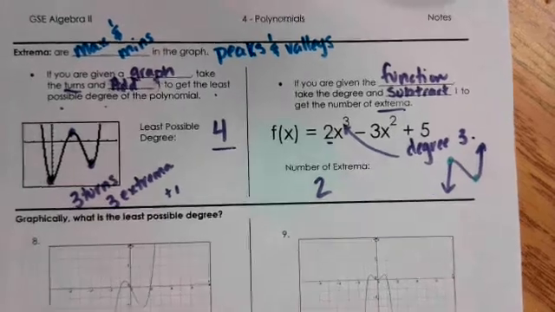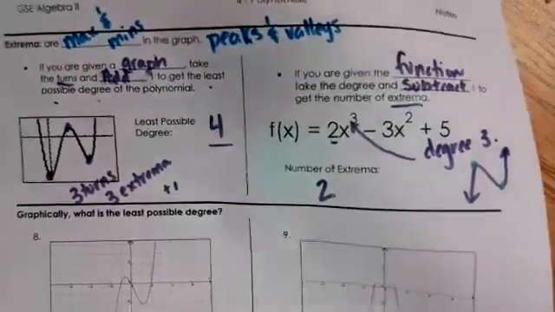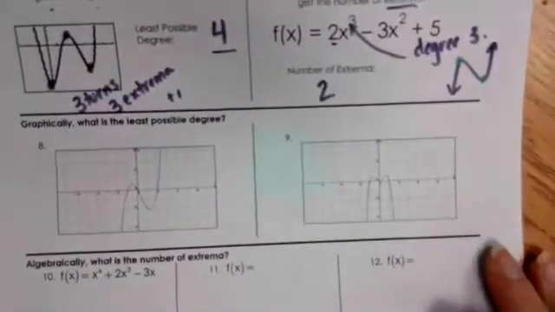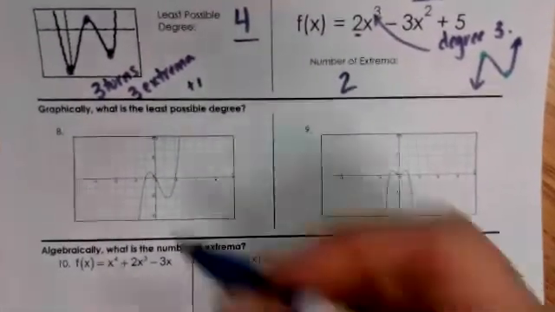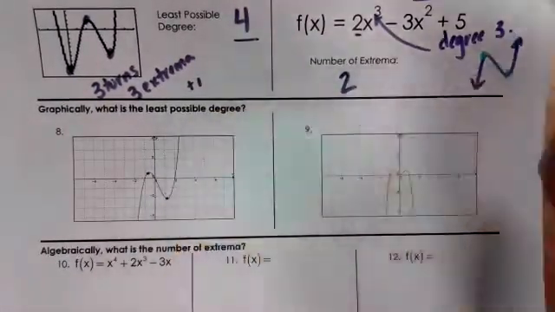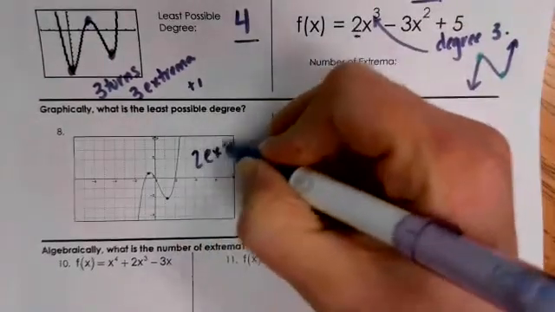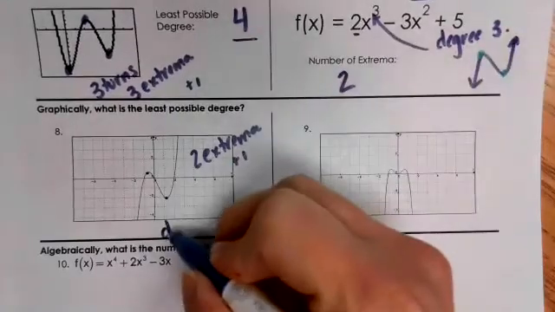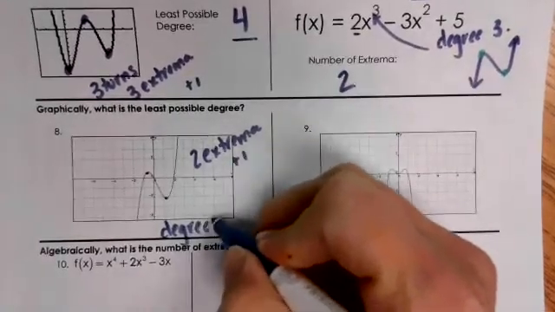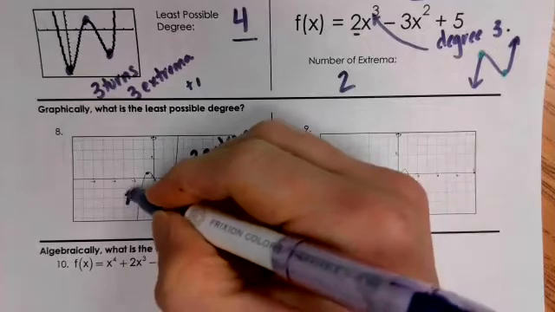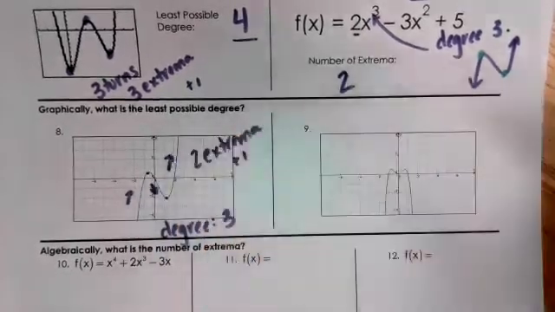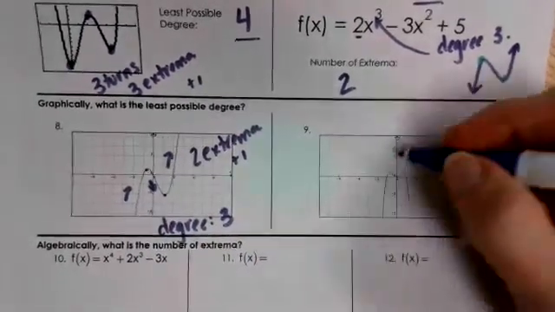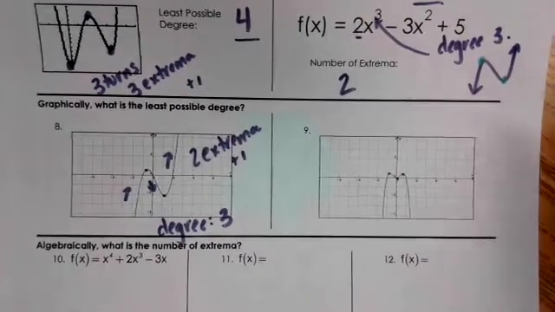All right, so got a few examples here. For numbers 8 and 9, we're going to look at the least possible degree. So here in this graph, I have 2 extrema. So if I add one to it, the least possible degree for this is 3. And I can also think up, down, up for my directions. This one here, I have 3 extrema.